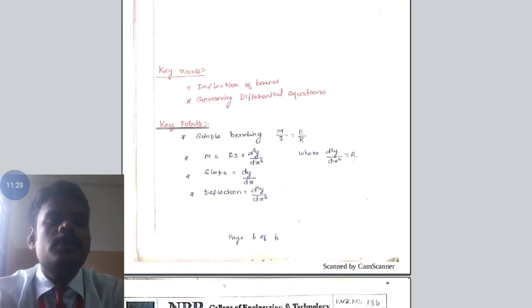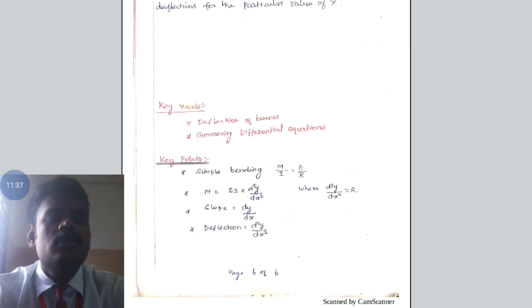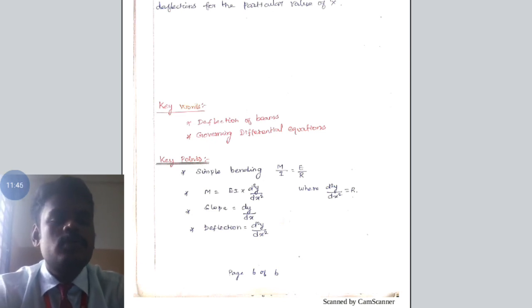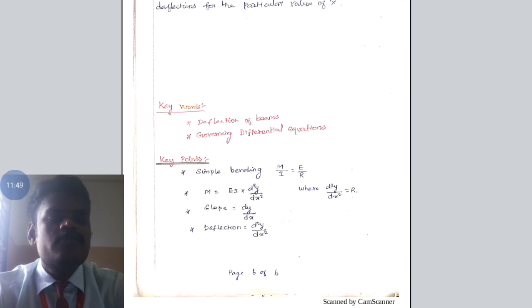Some key points to remember in this topic: the simple bending equation, which is nothing but M by I is equal to sigma by y is equal to E by R, where M is the bending moment in kilonewton meter, I is the moment of inertia of the beam in meter power 4 or mm power 4, E is the Young's modulus of the beam in Newton per mm square, R is the radius of curvature of the beam, and sigma is the bending stress. When the bending load is acting on the beam, some amount of bending stress is generated. That bending stress is denoted by the letter sigma, in Newton per mm square, and y is the deflection of the beam in mm.